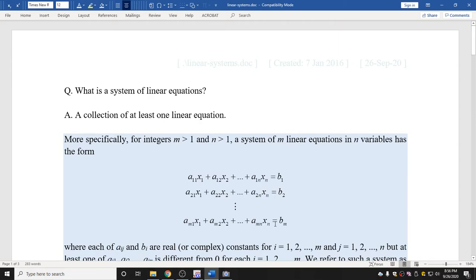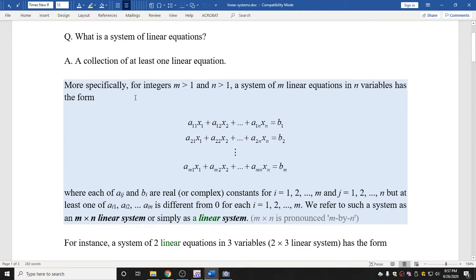In this video, we're going to go over these notes on linear systems. So it's going to be rather quick because the notes are already created. Question: what is a system of linear equations? An answer is a collection of at least one linear equation.